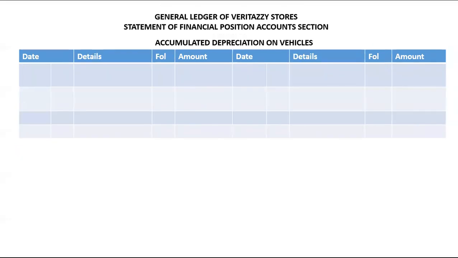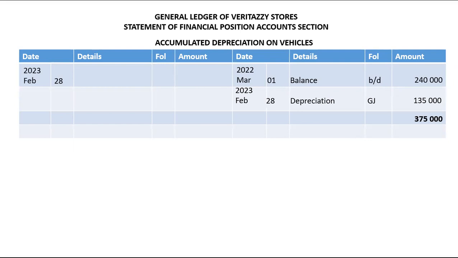Let's move to accumulated depreciation on vehicles. It is made up of the total depreciation for the year, which was the 120,000 plus the 15,000. Accumulated depreciation is minus plus, so it increases on the credit side. On the 1st of March, accumulated depreciation on vehicles was 240,000, but it has to increase by current year total depreciation of 135,000. And that will give us our total accumulated depreciation, which will start the new year with, and that will be the 375,000 rand.